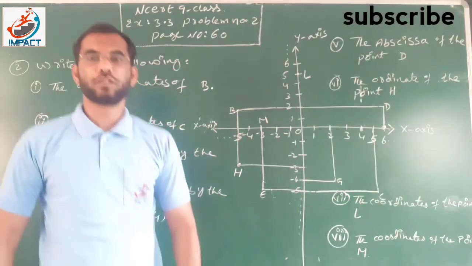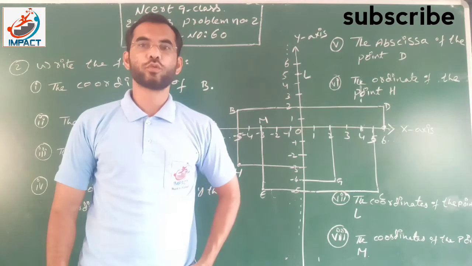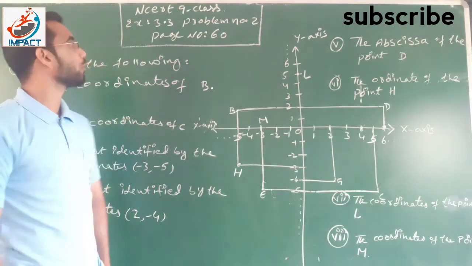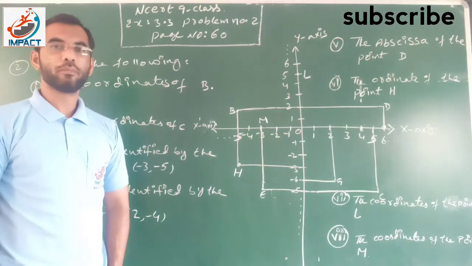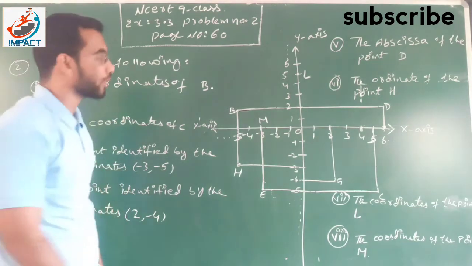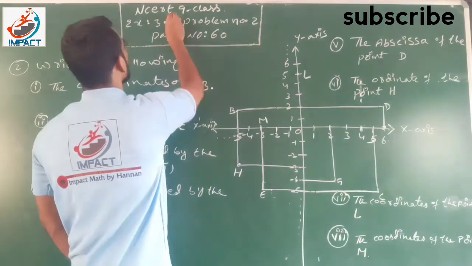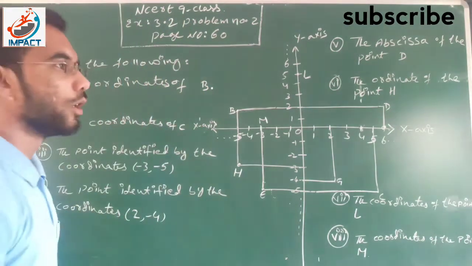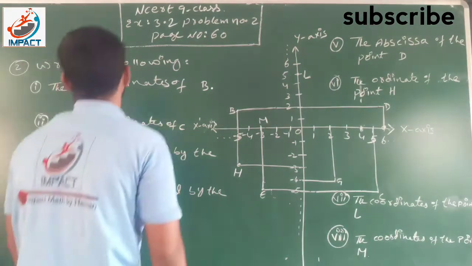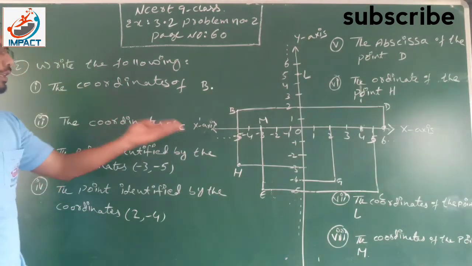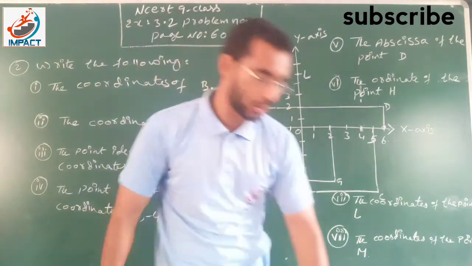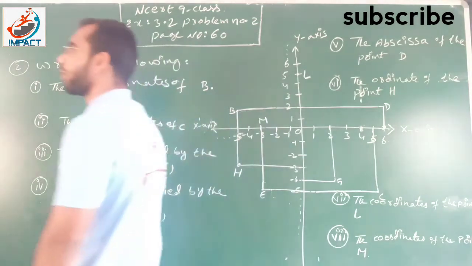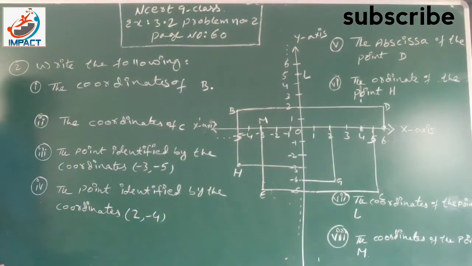Hello my dear students, today I am going to explain NCERT 9th class exercise 3.2 problem number 2. In this, the question asks us to write the following by seeing the given figure. By using the given figure we are going to find the answers.